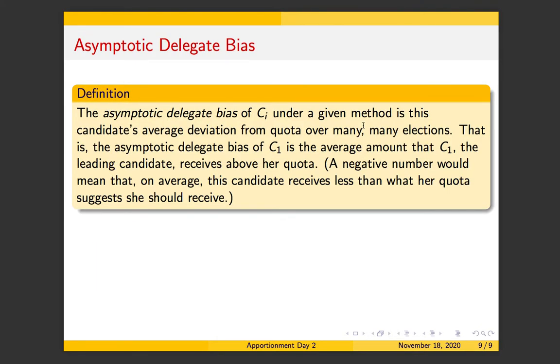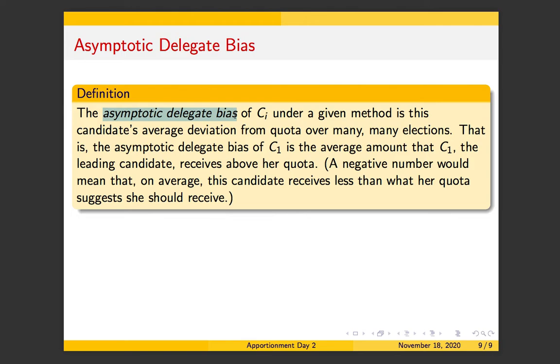Okay, so finally, our big definition here. So this project was made to finally get us here. This is the big punchline. The asymptotic delegate bias of candidate i. It sounds so fancy, doesn't it? Anytime you use the adjective asymptotic, I feel like something fancy is about to happen. I should say that when I say this out loud, though, I always just call it delegate bias, or sometimes just bias, because it's a mouthful to say this whole thing.